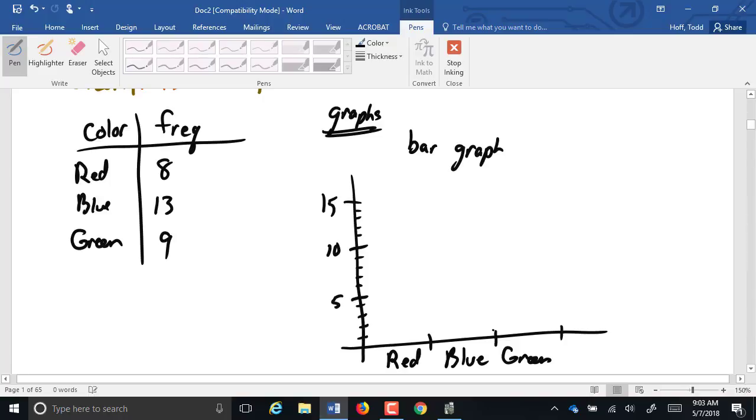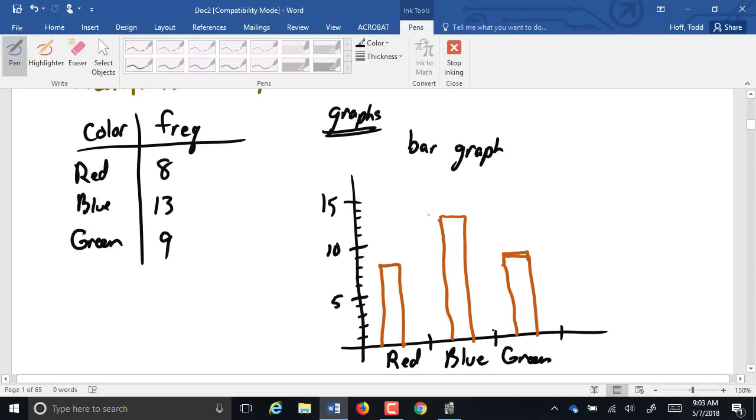Notice I don't have to label every little mark. In fact, I don't have to have a mark for every one if I don't want to. So red was 8, so there's a bar above the red, goes up to 8. Blue is 13, so above the blue we go up to 13. Green is 9, so you go up to 9. Now looking at the graph, if you're asked which one's the most common, it's very quick to pick out blue is the most common. Least common, you got to look for a second, but you can see red is the shortest.